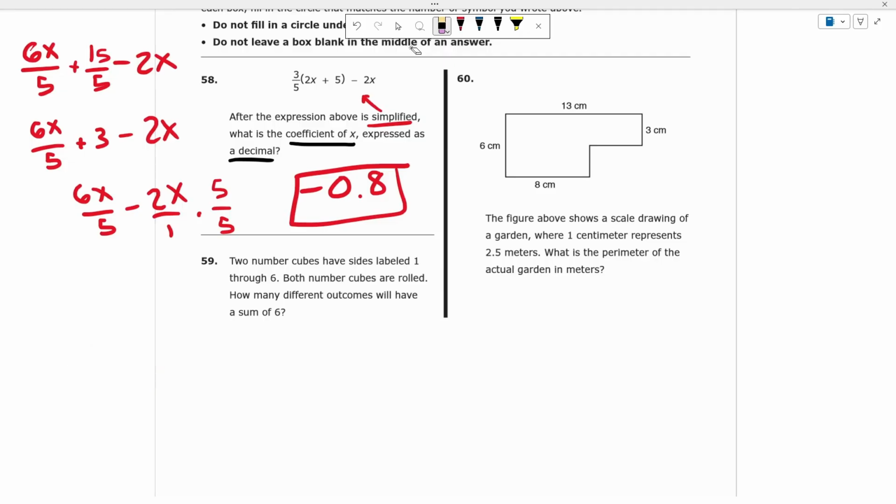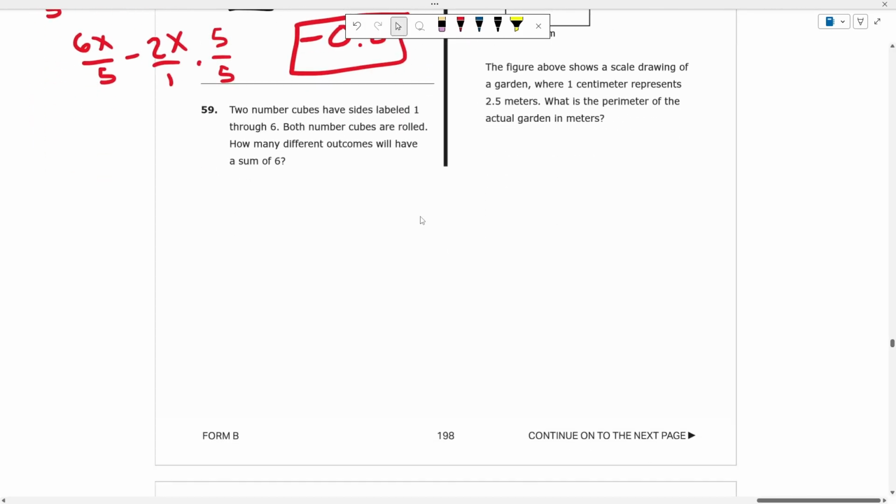It says 2 number cubes have sides labeled 1 through 6. Both number cubes are rolled. How many different outcomes will have a sum of 6? So a number cube is just a die. Okay, it's literally just a cube with numbers on the side of it, or literally a dice. So 1, 2, 3, 4, 5, and 6. So if you have 2 of these and you roll them at the same time, how many different combinations will have a sum of 6?